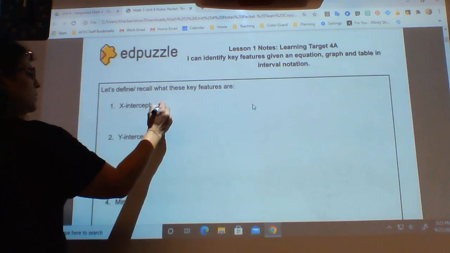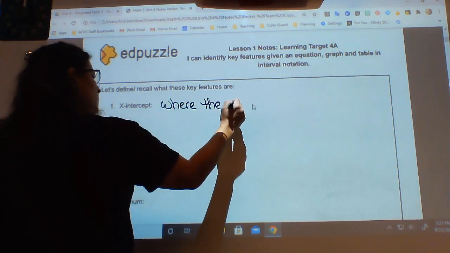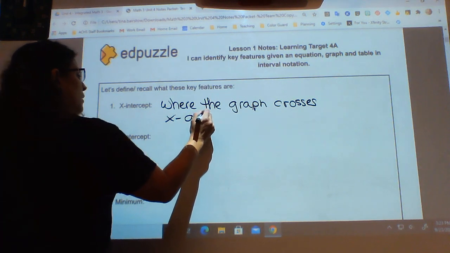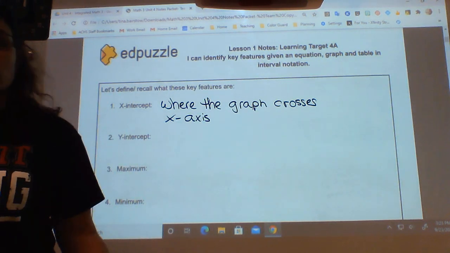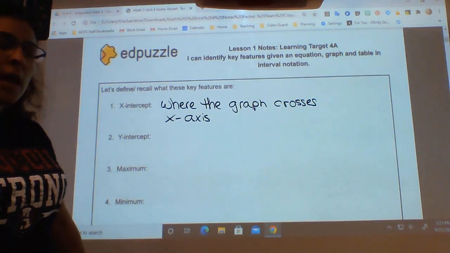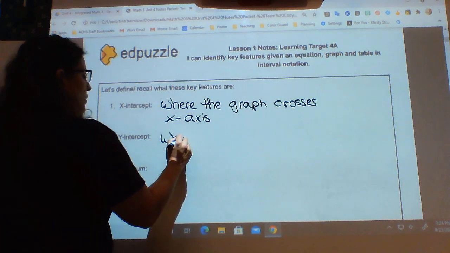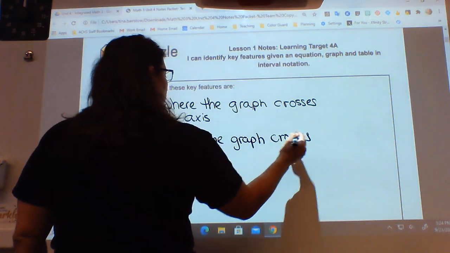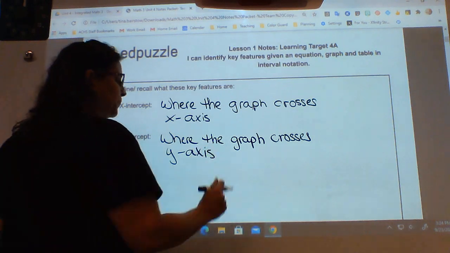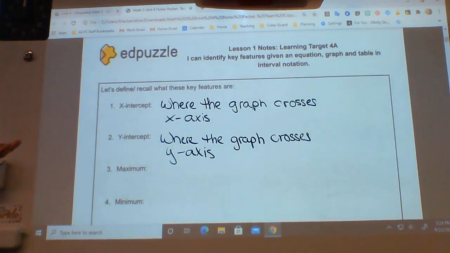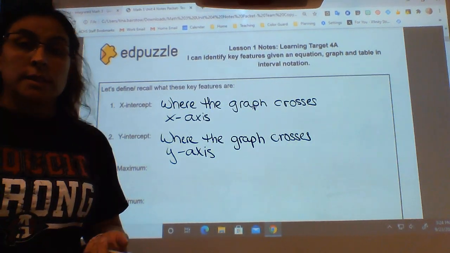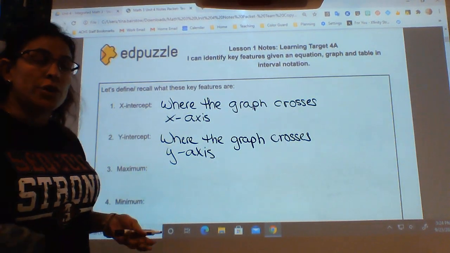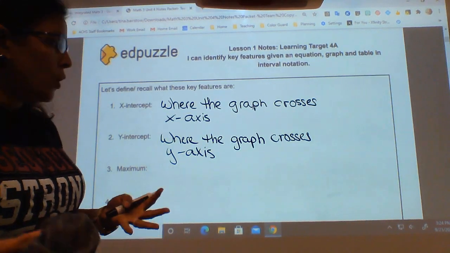So let's look at x-intercept. So we know that that is where the graph is going to cross the x-axis. Those are our x-intercepts. And our y-intercepts are very similar. So these two things you've actually been learning for a long time since Math 1, and like I said, you did this in Math 2, and you're doing it again in Math 3. So hopefully these two key features of your graphs or your equations are pretty solid in your mind.